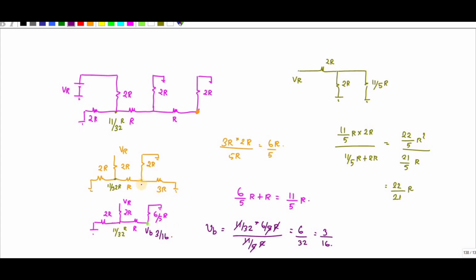This point is 3 divided by 16. If this point is 3 divided by 16, what is this next point? This is VC. VC is equal to 3 divided by 16 into 2R divided by 3R. If I solve, the 3s cancel out and you will get 1 by 8. So VC is equal to 1 by 8.